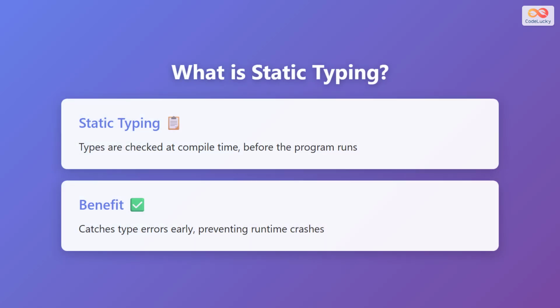First, let's understand what static typing means. In a statically typed language, types are checked at compile time before your program even runs. This is incredibly beneficial because it catches type errors early in the development process, preventing potential runtime crashes. Think of it as having a safety net that validates your code before it reaches production.